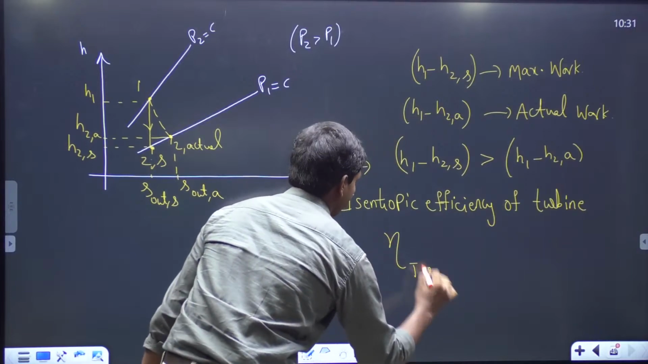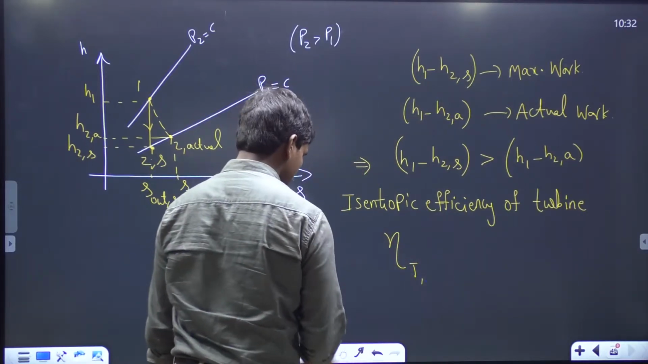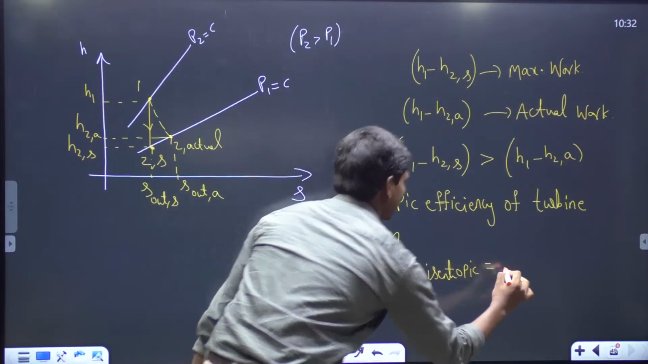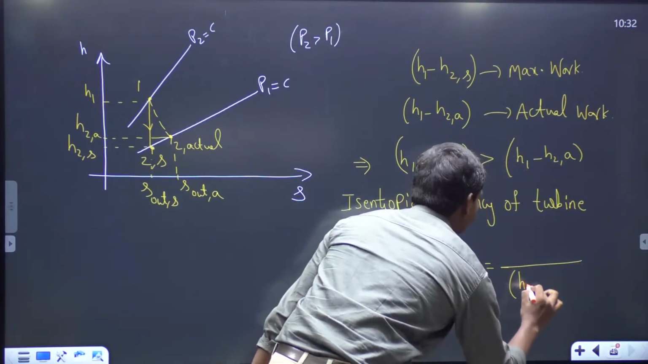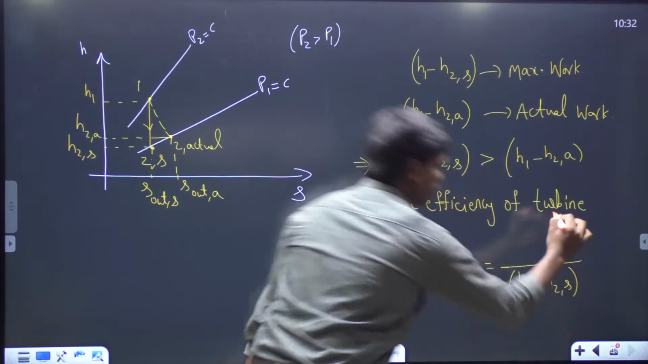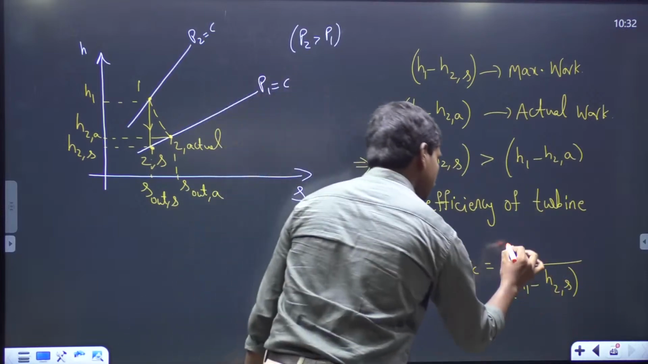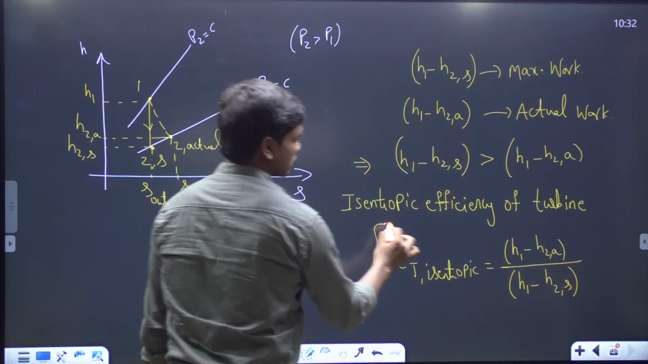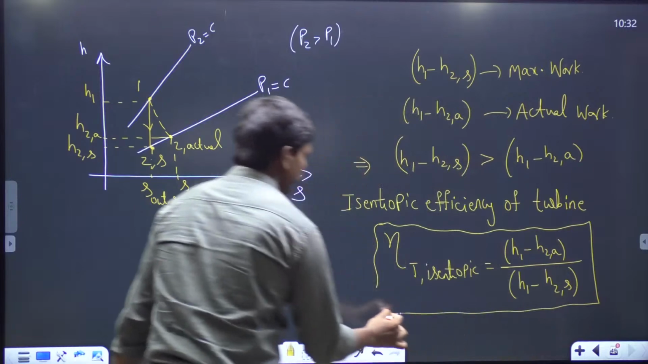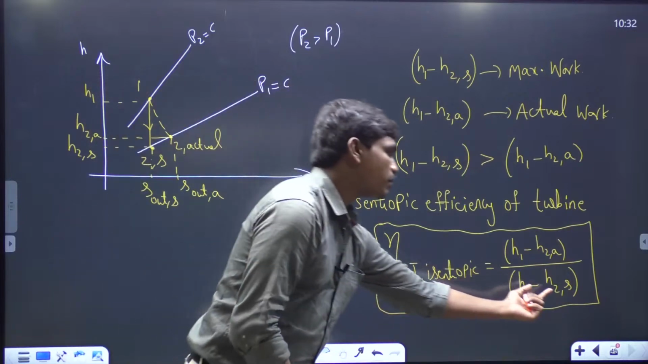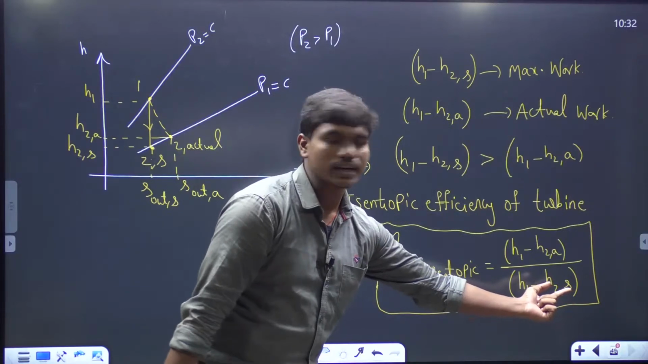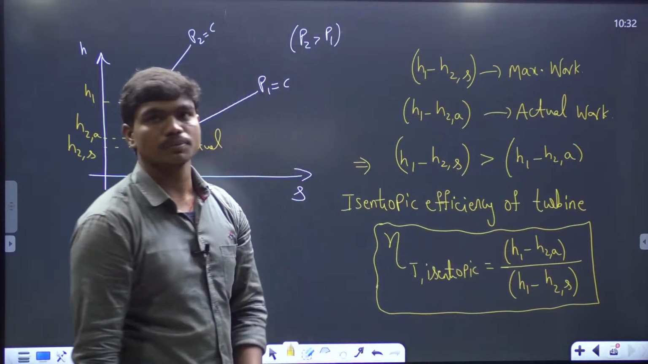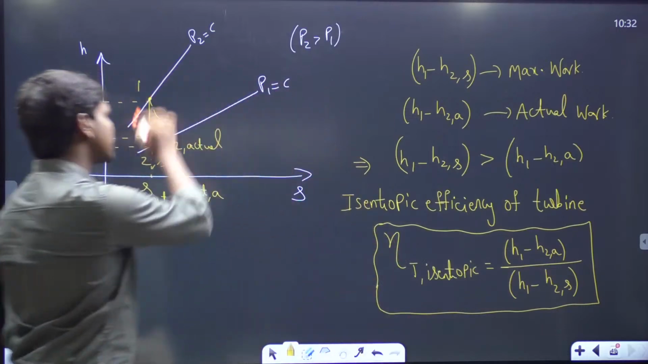Eta T, or you can write isentropic, whatever subscript you would like to write, should be equal to... when the turbine is capable of producing H1 minus H2S difference as work, out of which it's producing only H1 minus H2 actual. This is the maximum amount of work the turbine can produce under these given conditions, but this is the actual work the turbine is giving. So this ratio of these two is called isentropic efficiency of the turbine, and you can see this on an HS plot in this way.